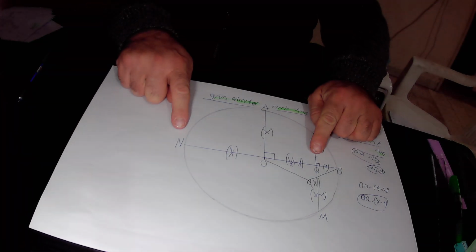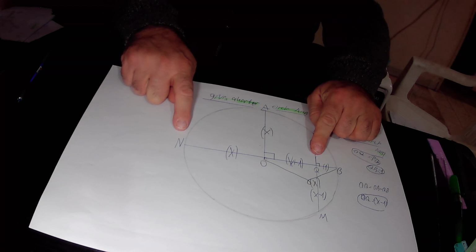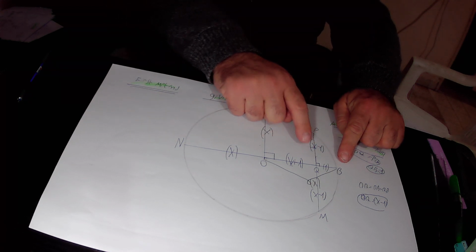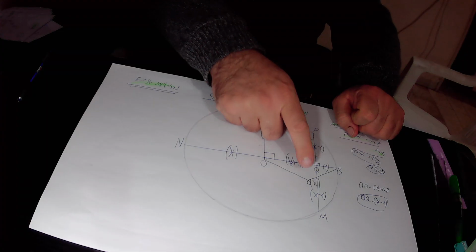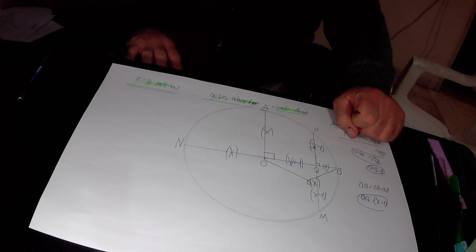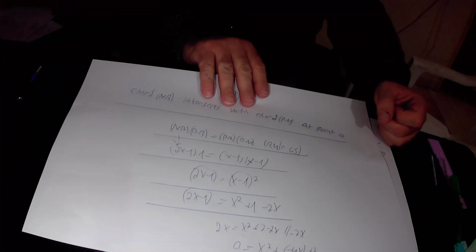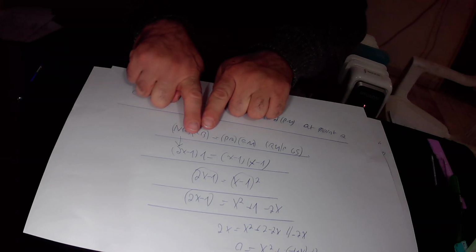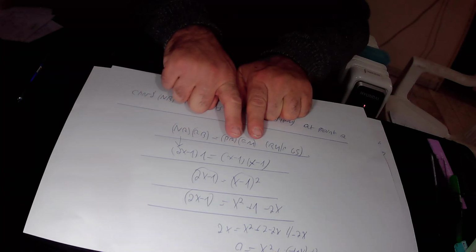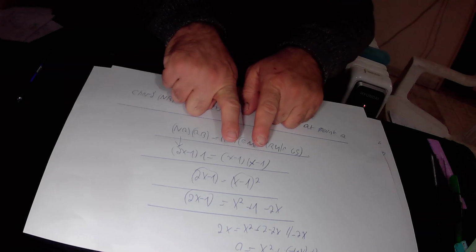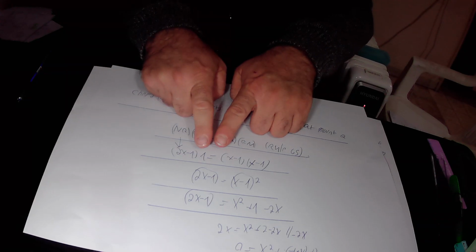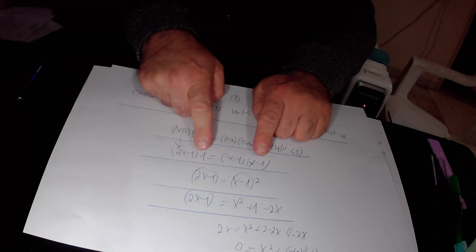NQ in total equals x plus x minus 1, that is 2x minus 1, times QB, which is 1. PQ is x minus 1, and QM is also x minus 1. So in total, we found out that 2x minus 1 times 1 equals x minus 1 times x minus 1, which is x minus 1 squared. So 2x minus 1 equals x minus 1 squared.